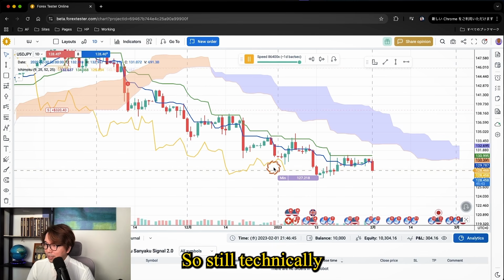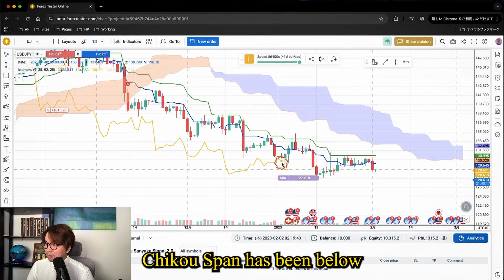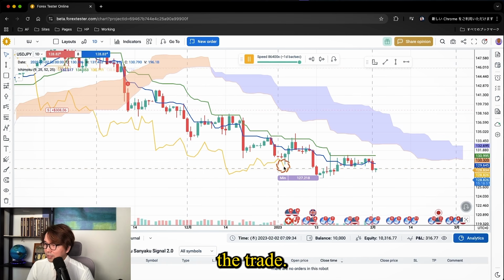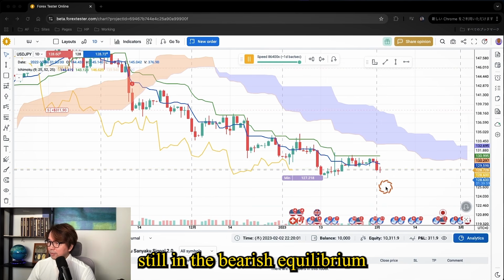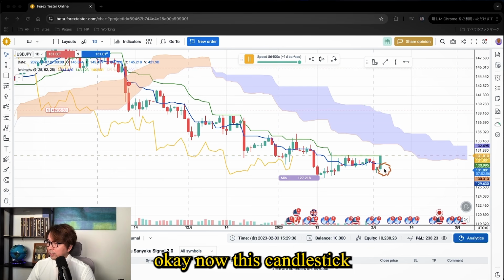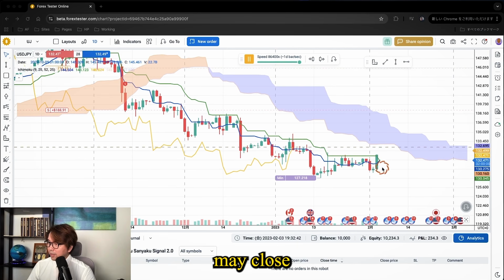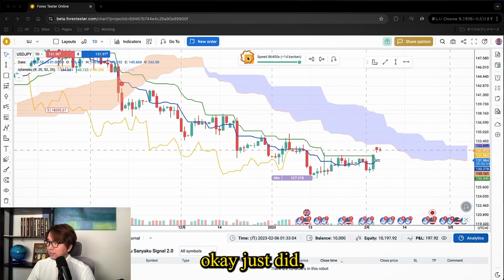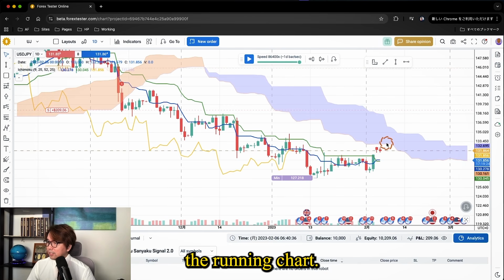So still, technically speaking, Chikou span has been below the candles. So you keep holding the trade. The market is still in a bearish equilibrium. Okay, now this candlestick may close above Kijun Sen. Okay, it just did. So let me pause the running chart.